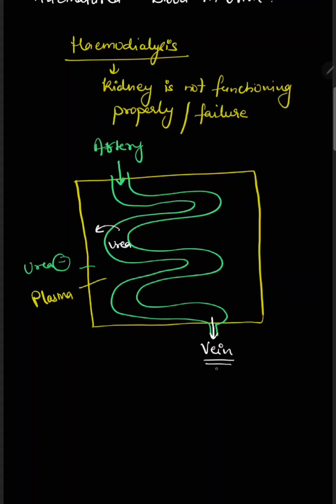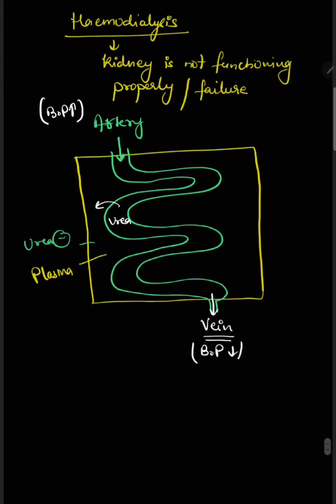Okay, vein, why? Because here the blood pressure is low, and artery, why? Because here the blood pressure is high. We cannot return into the artery because the blood pressure is too high. So this is the hemodialysis.